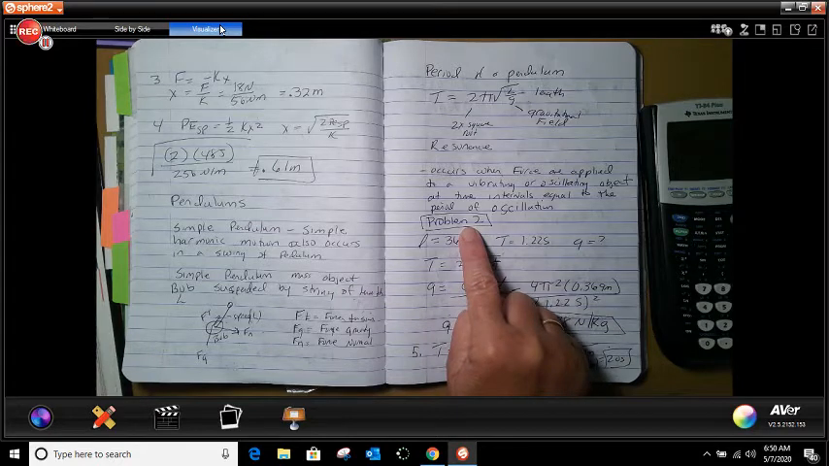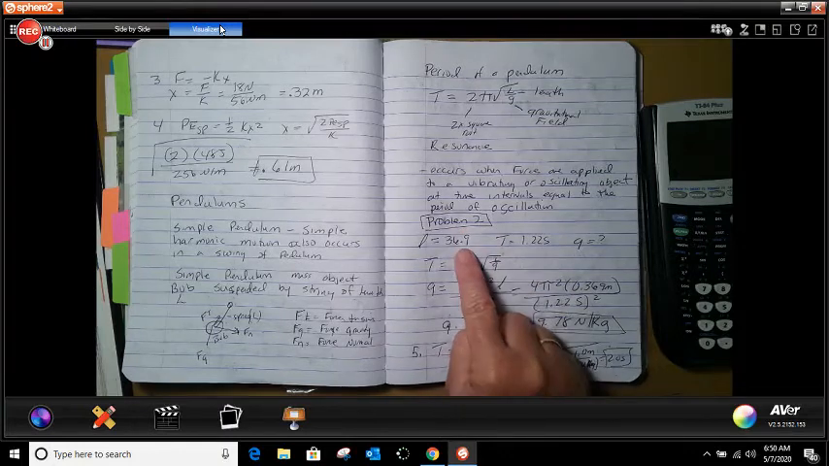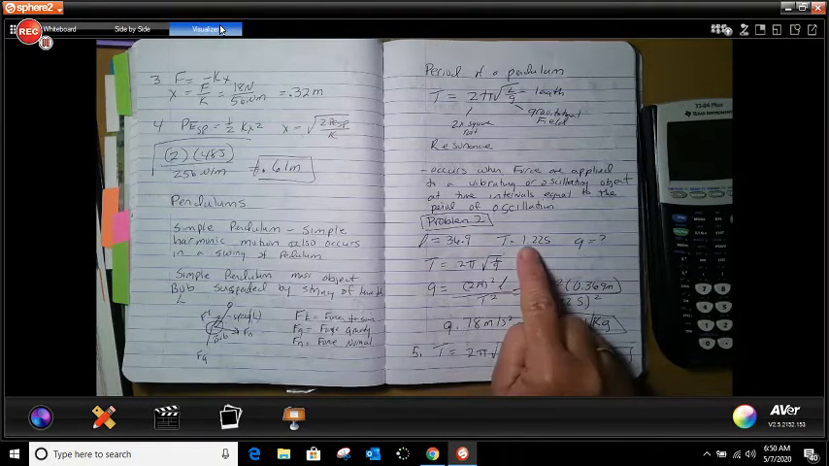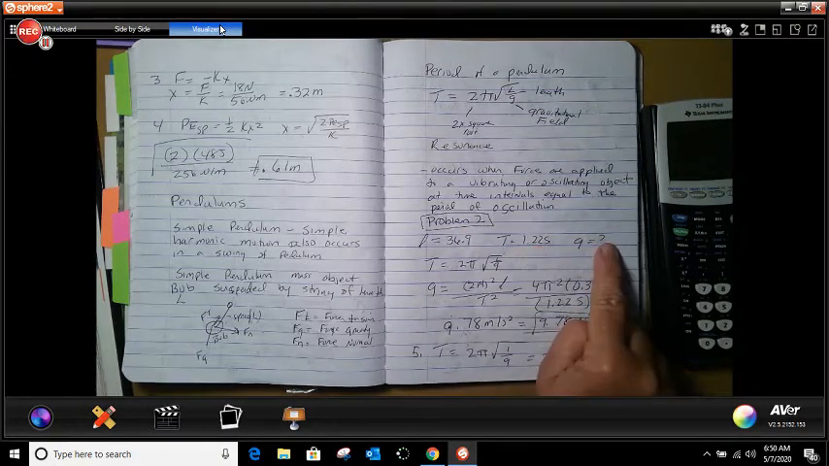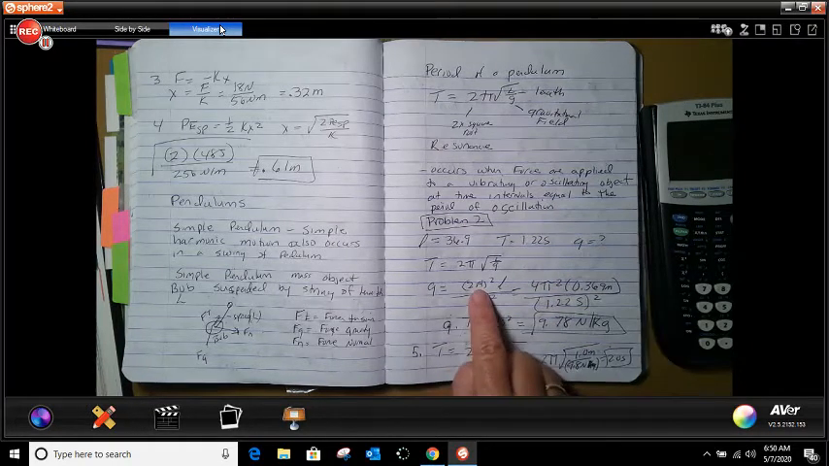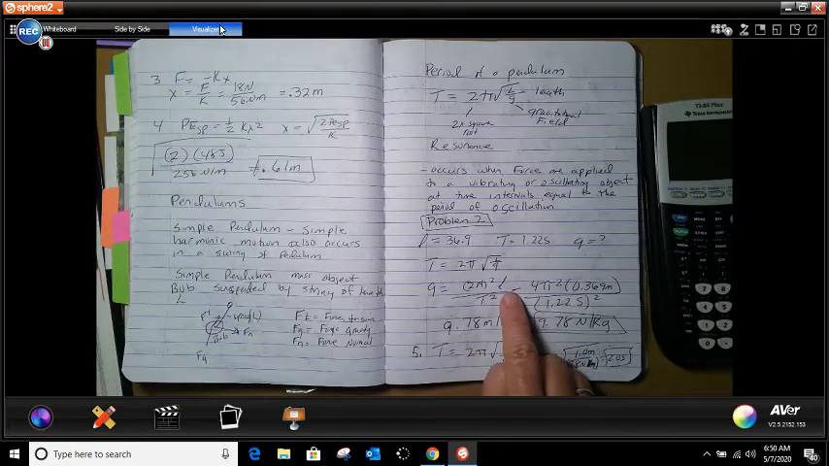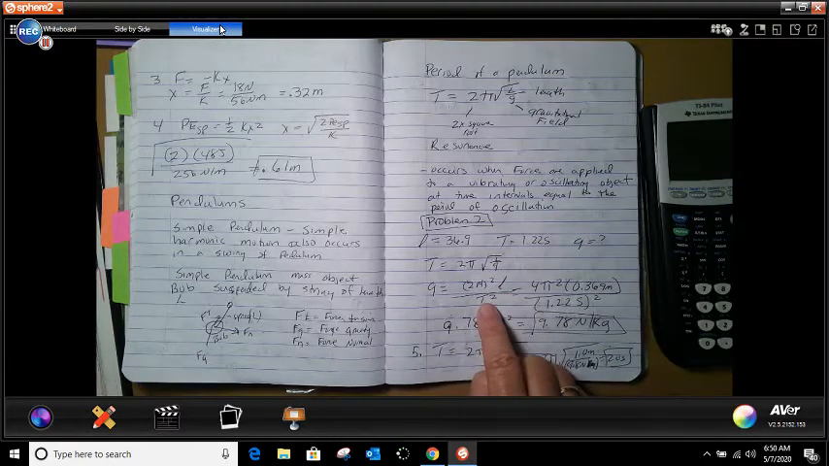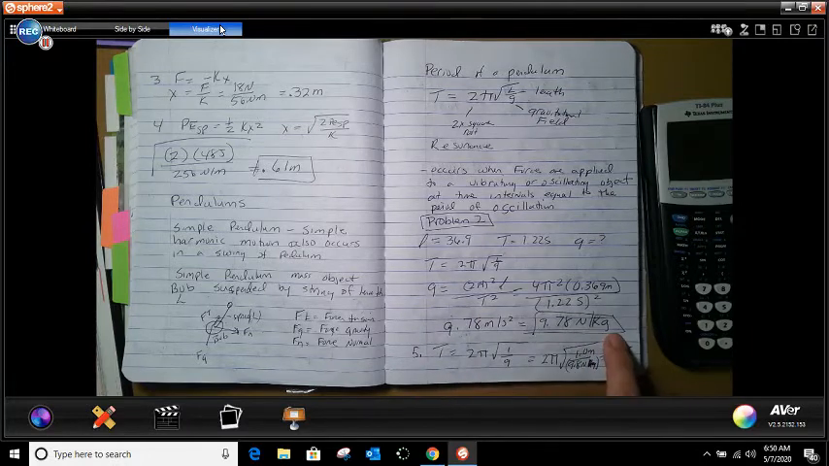On problem 2, it says a pendulum is 36.9 centimeters long and has a period of 1.2 seconds. What is the gravitational field? So what we're going to do is 2 pi times L divided by T squared, which will give us 9.78.